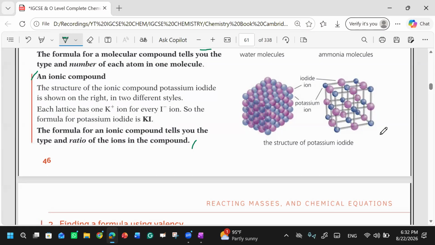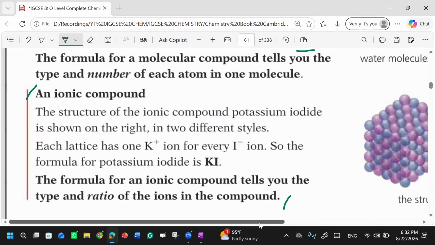What you are telling about this? Like, what do you understand by this? I think it was showing that each lattice has a positive charge for potassium, and for every positive charge, potassium will be bonded with every negative charged ion, right? It's sharing.